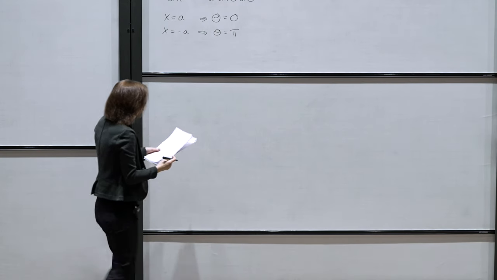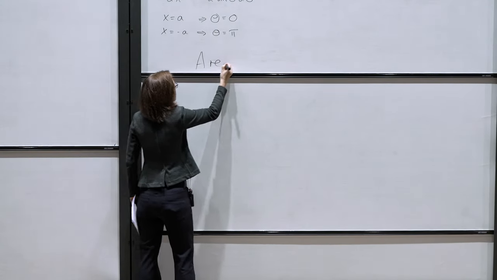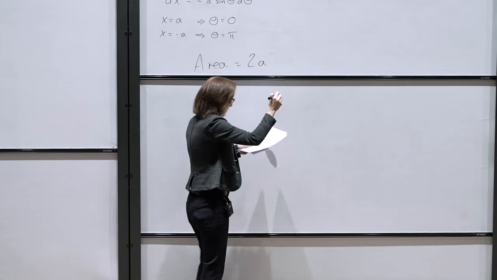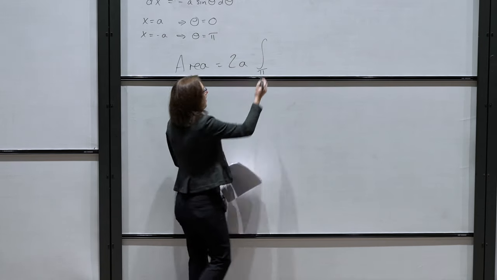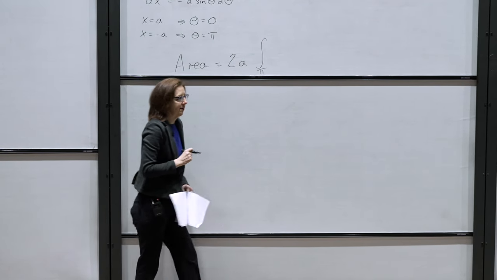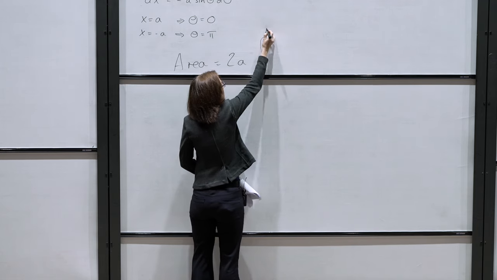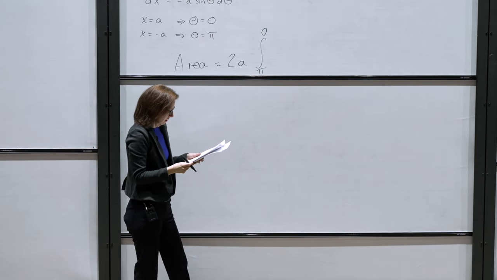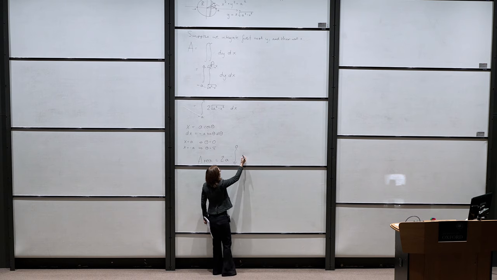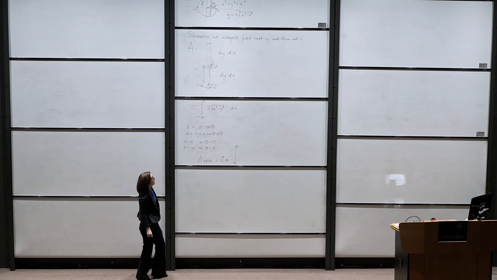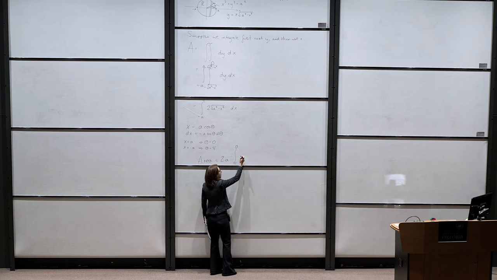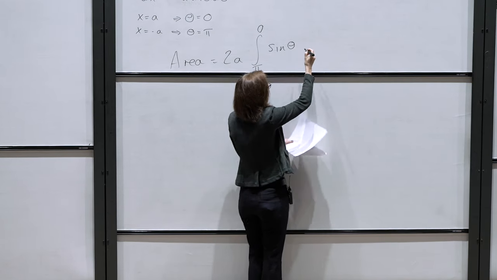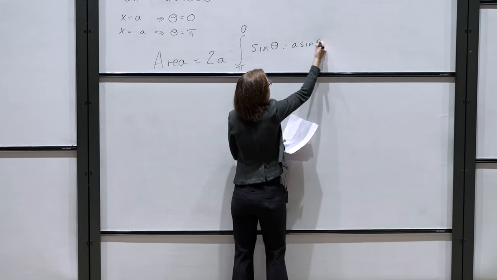Okay, so substituting all that in, the area just becomes 2a times the integral from x equals minus a, which is theta equals pi, to x equals a, which is theta equals 0, of the square root of a squared minus x squared. I've taken the a outside, so that's just the square root of 1 minus cos squared, which is sine theta, times dx, which is minus a sine theta d theta.